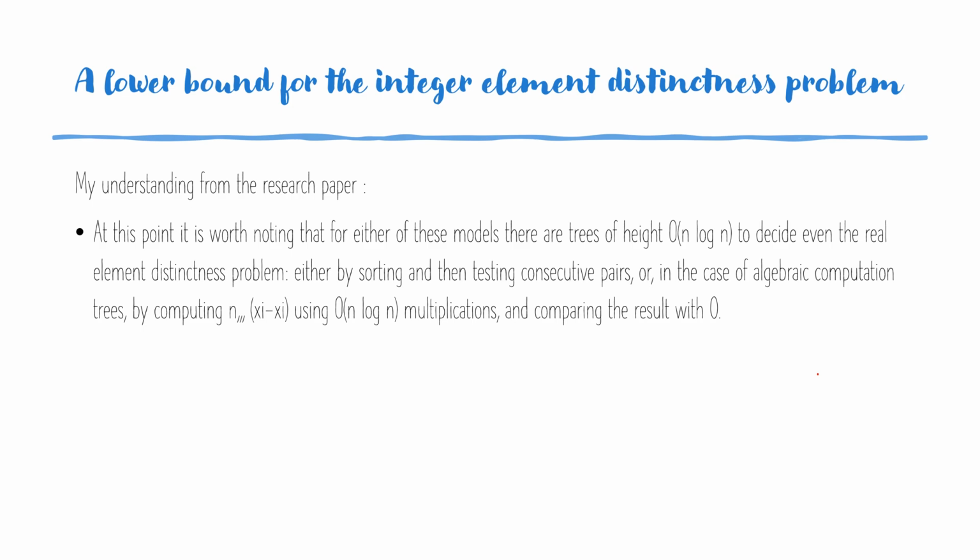There's a research paper given as a reference. There they are defining two tree computation models. Out of them, one is the algebraic computation tree T of n. So they're defining T of n. It has two kinds of internal nodes.